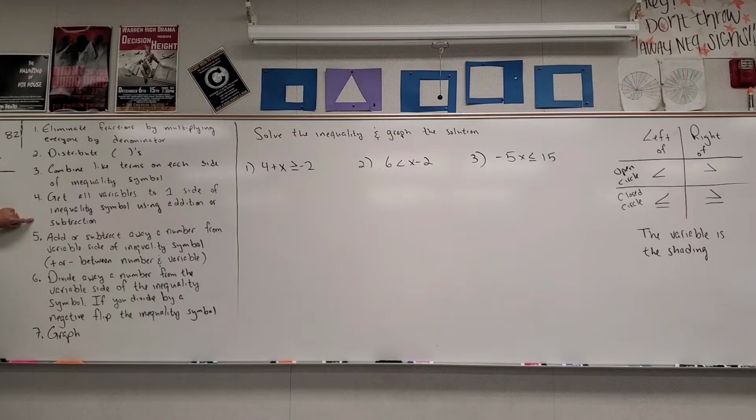Our fifth step will be to add or subtract away a number from the variable side of the inequality symbol. My clue is there's a plus or minus between a number and a variable. Our sixth step will be to divide away a number from the variable side of the inequality symbol. If you divide by a negative, you must flip the inequality symbol and find the graph.